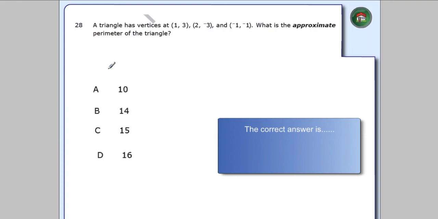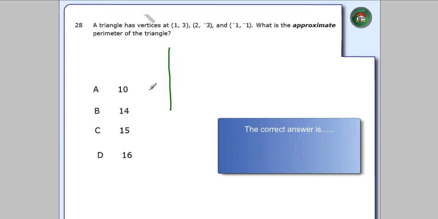All right, number 28. On this one, you would need the distance formula. The distance formula is where you subtract the x's and square them and subtract the y's and square them and then find the length.